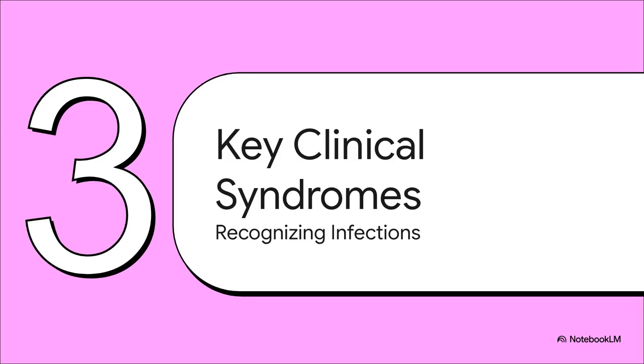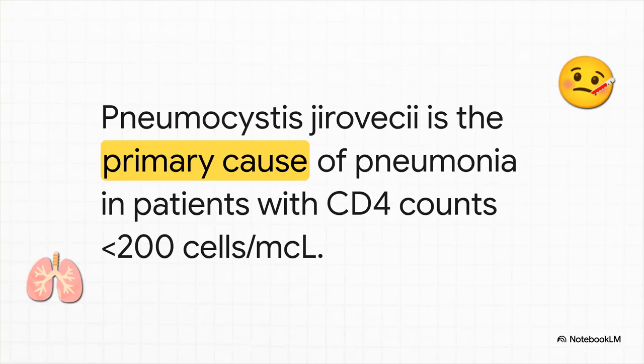Prophylaxis is our first line of defense, our shield, but it isn't perfect. So we also have to be ready to put on our detective hats and recognize the signs of an active infection when a patient shows up with symptoms. Let's focus on the usual suspect, PCP. The classic signs you need to watch for are a fever that just won't quit, a nagging dry cough, and shortness of breath that keeps getting worse over days or weeks. If you hear that combination, that's a huge red flag.